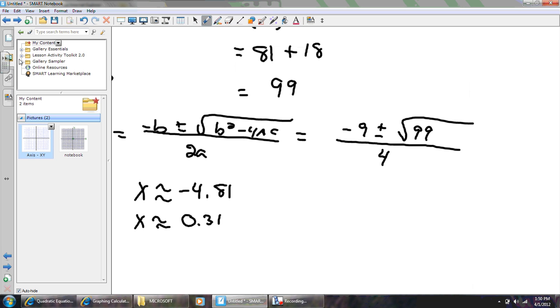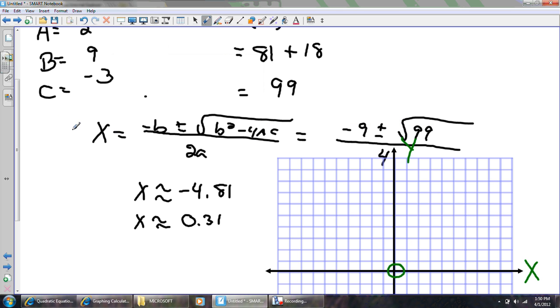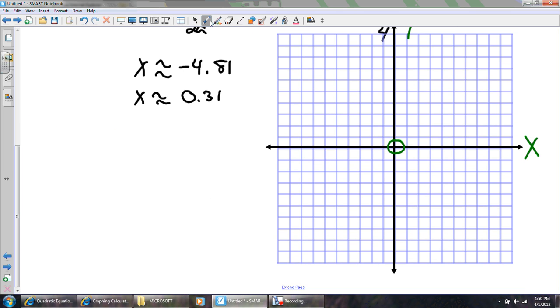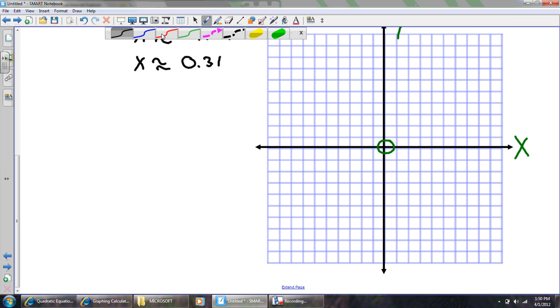Get a sheet of graph paper out here. Okay, I got to get a little more room here to work. Put my zeros in, which are right there, 0.31, so just a little bit less than a third. And I'm going to label it, of course, 0.31, and then a 0 for the y-coordinate. Negative 1, 2, 3, 4, 5, right there. And that's going to be negative 4.81, and then 0.